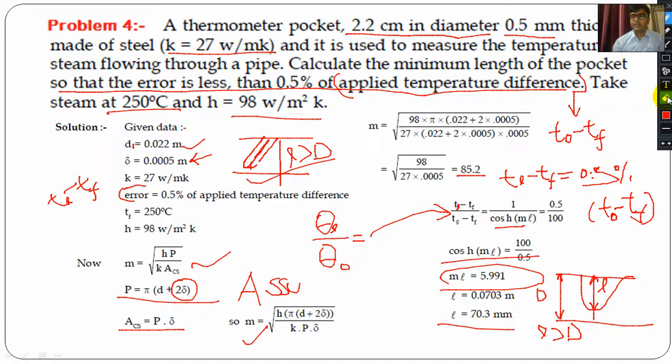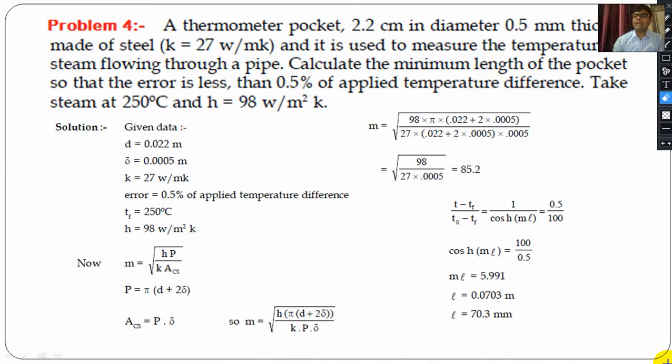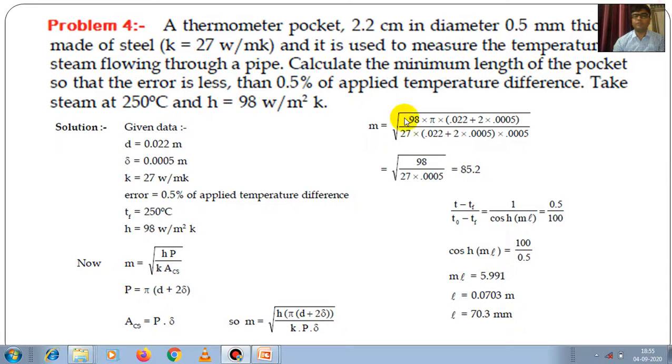Clear? Okay, so I think I have covered most of the problems on the thermometric well and the concept of fins. So your doubt is clear for that, and for assessment we will provide one assignment also.